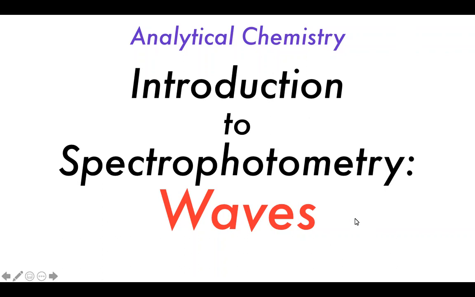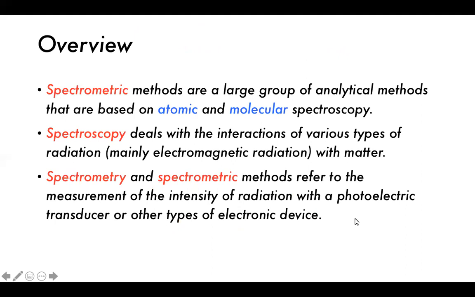So let's get going. Spectrometric methods are a large group of analytical methods that are based on atomic and molecular spectroscopy. Spectroscopy deals with the interactions of various types of radiation, mainly electromagnetic radiation, with matter. Spectrometry and spectrometric methods refer to the measurement of the intensity of radiation with a photoelectric transducer or other types of electronic device.